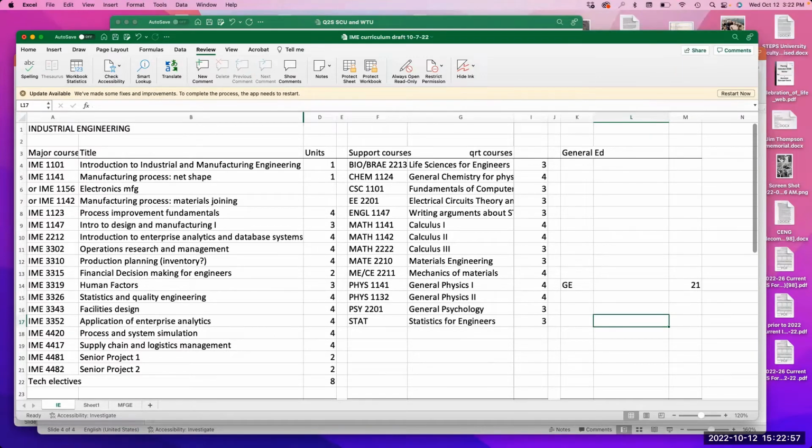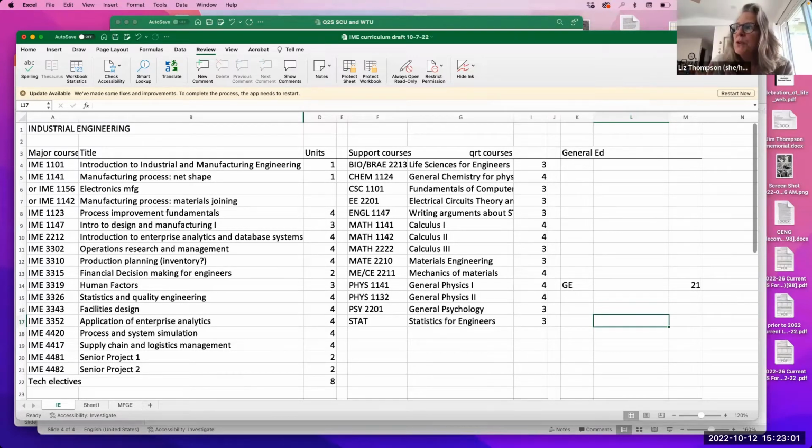I support the change. Okay. Yeah. They're going to have 2 courses in it, one 4-unit course and one 1-unit course.